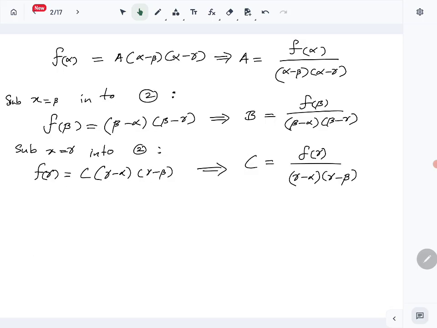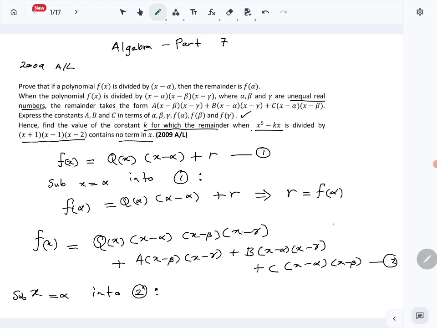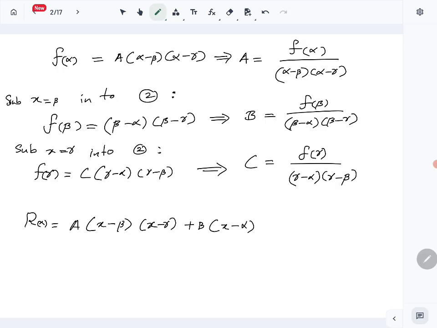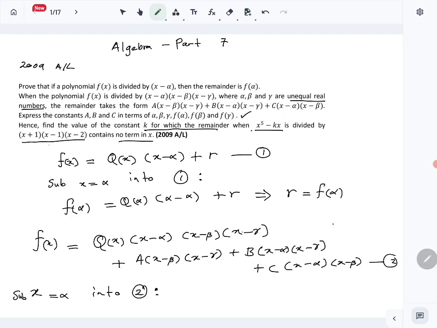So let's look at the remainder first. Let's write it out. The remainder r(x) is what? a(x minus beta)(x minus gamma) plus b(x minus alpha)(x minus gamma) plus c(x minus alpha)(x minus beta), right?